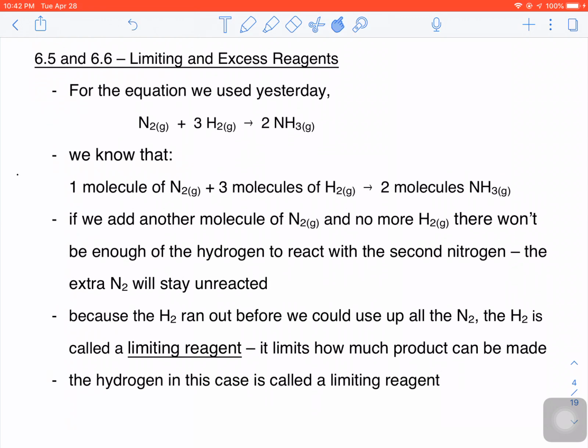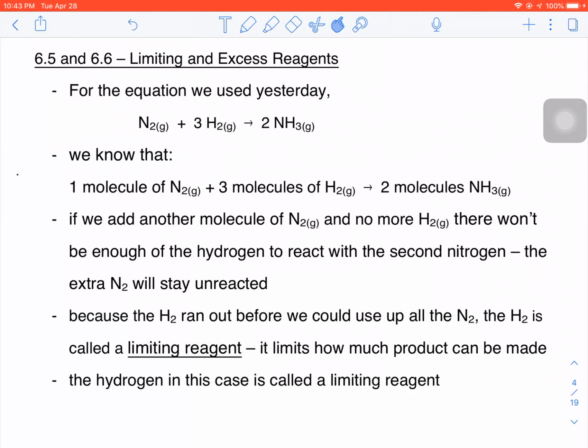Now, in an earlier question back in 6.3, we looked at what happens when a nitrogen reacts with 3 hydrogens to make 2 nitrogen trihydrides, or ammonia. That's ammonia. NH3 is ammonia. It's like H2O is water. So N2 plus 3 hydrogen gases makes 2 nitrogen trihydrides.